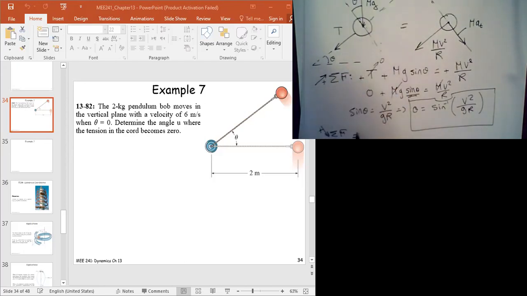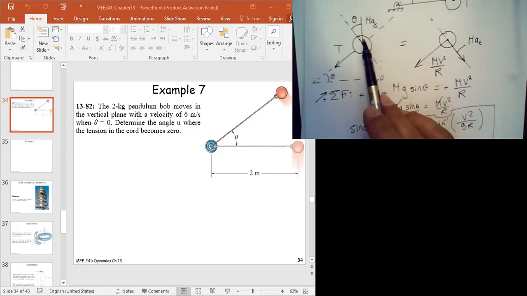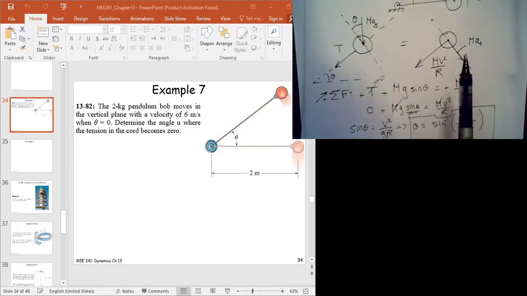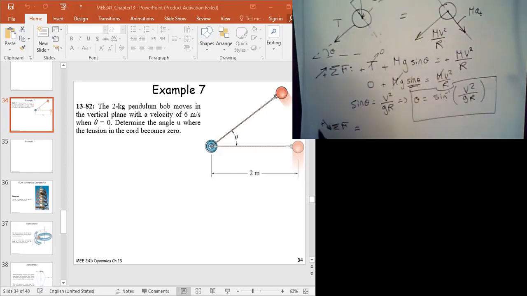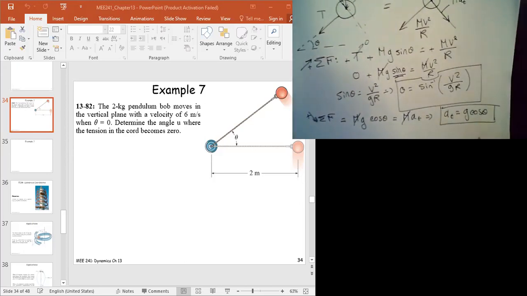If I sum the forces along AT, what am I going to get here? Minus mg cosine theta. Yes, but the positive direction is along AT, so it's going to be mg cosine theta, positive, equal to what? M AT. Bravo. So M and M cancel out, and I have AT equal to g cosine theta. Now we actually have the acceleration along the curve.